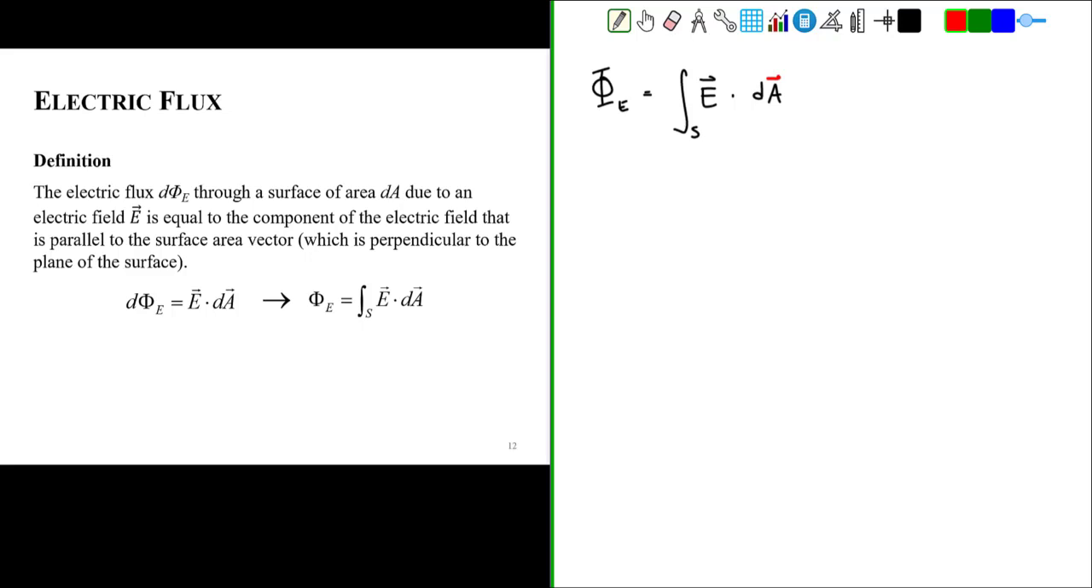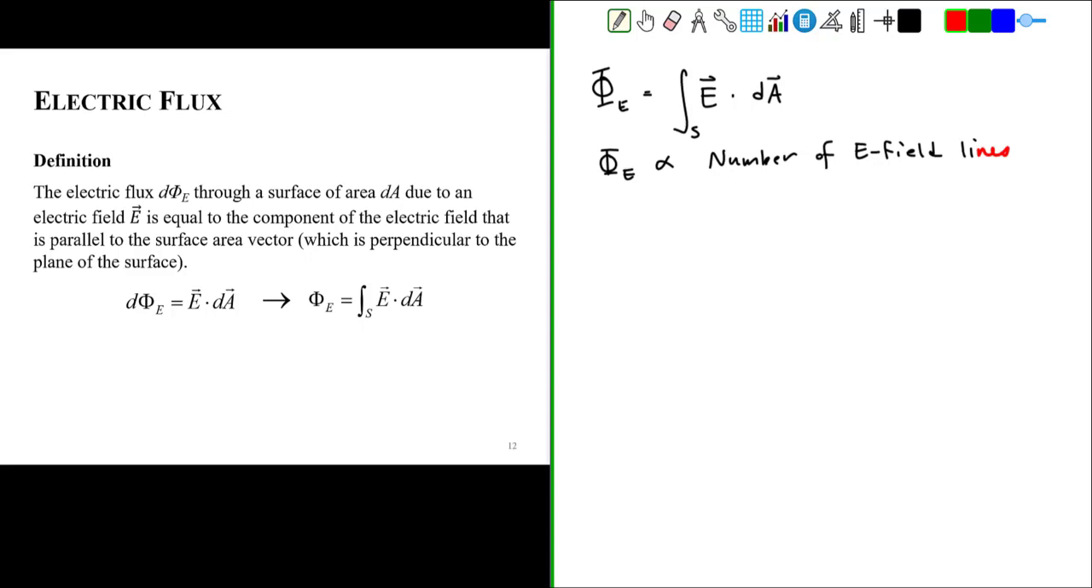Earlier we said that the electric flux is proportional to the number of electric field lines. That proportionality is given by this integral above.